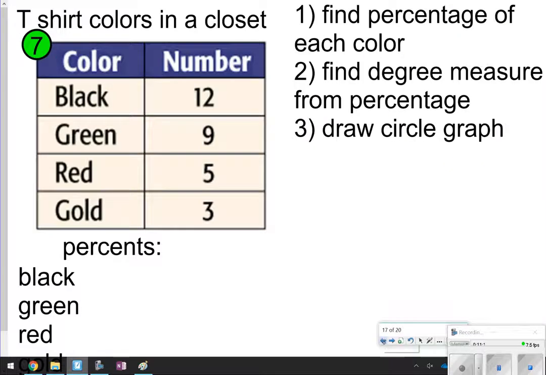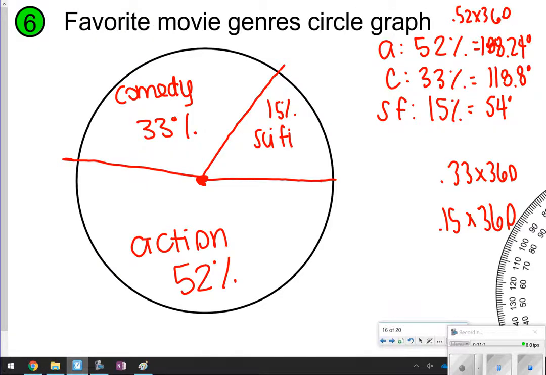So that's actually going to be the end of our video. So just make sure that you are converting your numbers into percent. We had to do that for this one. And then take your percentages, converting them to degrees. And then lastly, making those degree measurements as several different angles put together on your circle graph.